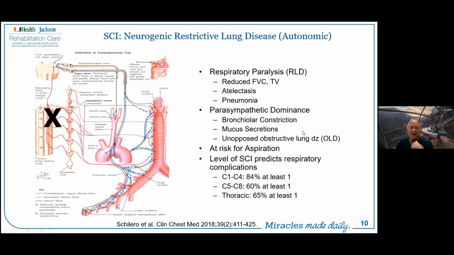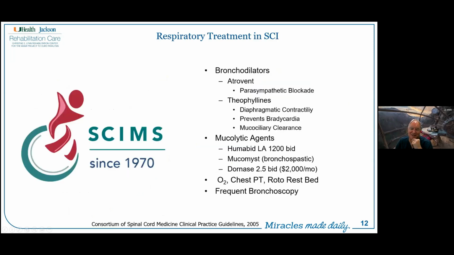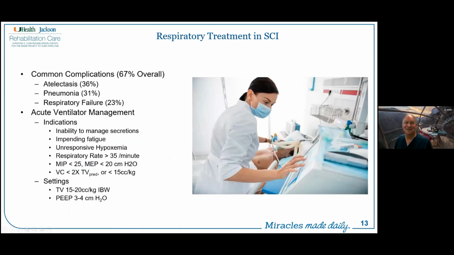And this is actually going to affect bronchoconstriction under parasympathetic dominance, as well as mucus secretion. So we're going to have to deal with those. Typically, we're going to use bronchodilators and mucolytic agents, as well as oxygen administration as necessary. Frequent bronchoscopy is not ideal, so we would rather manage this differently.